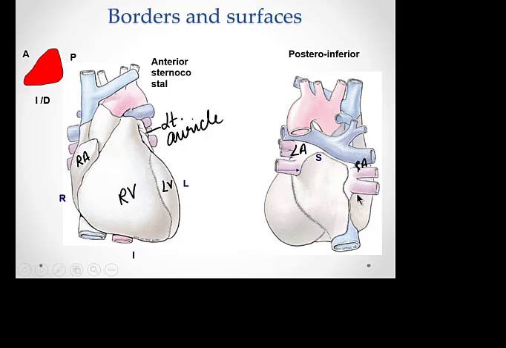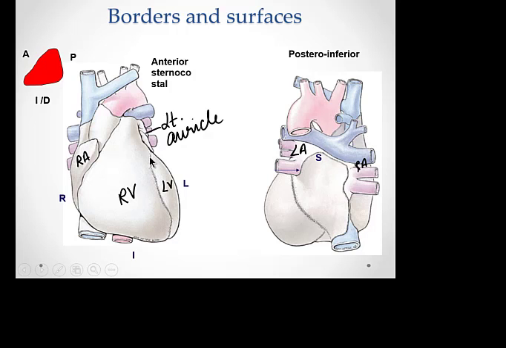So here is the posterior part of this coronary sulcus. Then we have the interventricular sulci, because there are two of them. They're actually one, but it's got a part in the front and a part at the back, or part anterior and part posterior. So we call it the anterior interventricular sulcus and the posterior interventricular sulcus. It's really one, but just continuous from front to back.